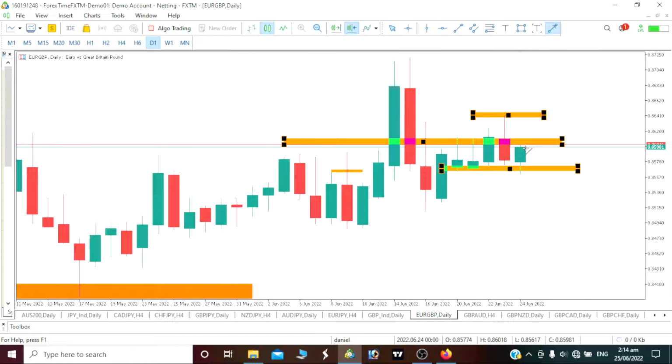So on our euro pound, we'll get a bullish move. It is our highs here and a fall, and let's see if our price will continue to range for the week. So that is my analysis.